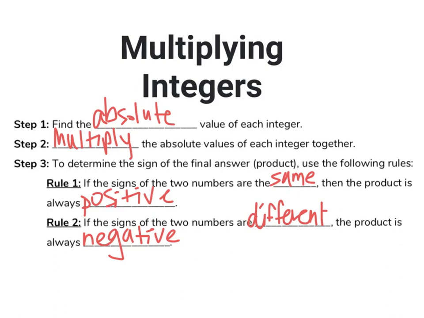So again, to review multiplying integers, step 1, you find the absolute value of each integer. Step 2, you multiply the absolute values of each integer together. And then step 3, to determine the sign of the final answer, or the product, you use the following rules. If the signs are the same, positive, positive, or negative, negative, the answer is positive. If the signs are different, so positive, negative, or negative, positive, the product is negative.